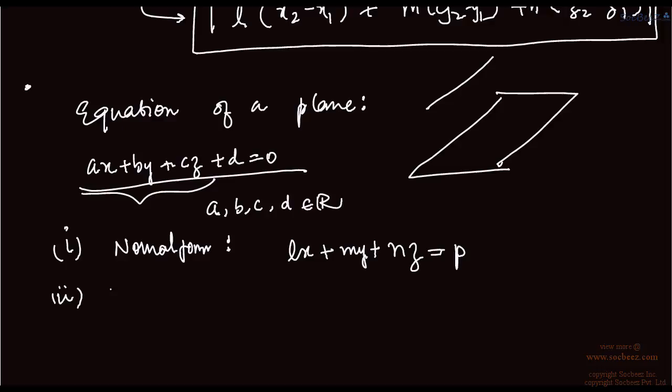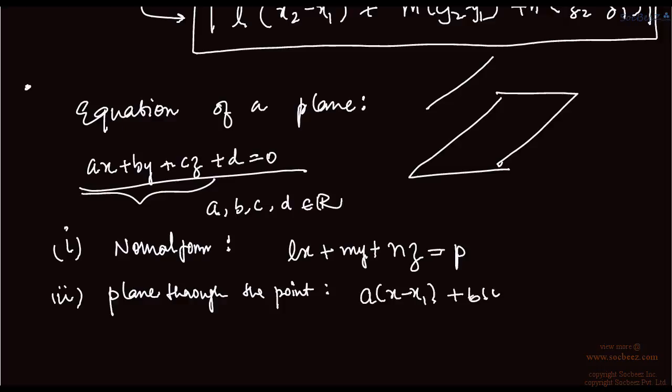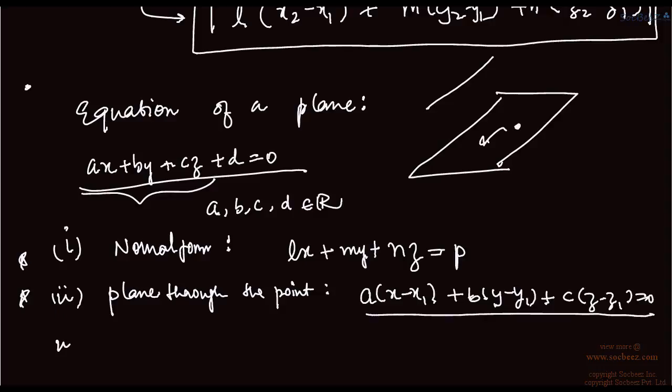Then the second is the plane through a point. If you are given a point, then how do you calculate the equation of the plane? It will be a(x minus x1) plus b(y minus y1) plus c(z minus z1) is equal to 0. These two are very important and helpful. If you are given that this point lies on this plane, then it should satisfy the equation of the plane. So that's why this is done.